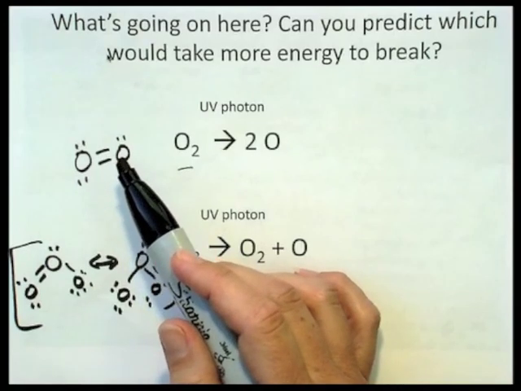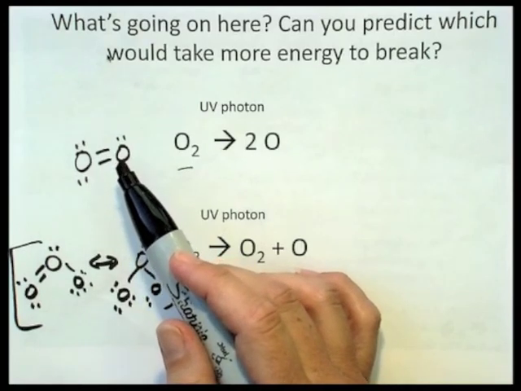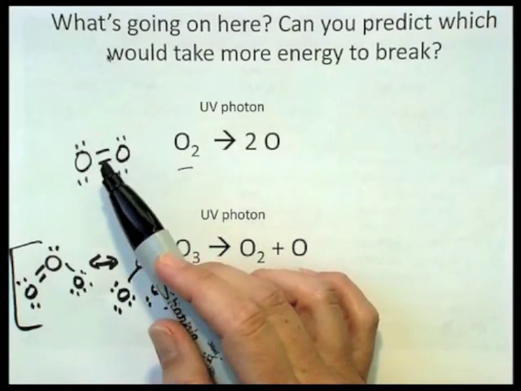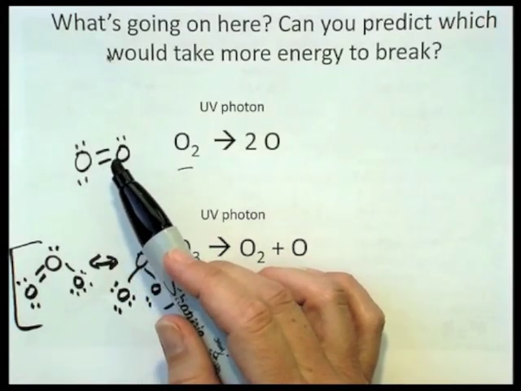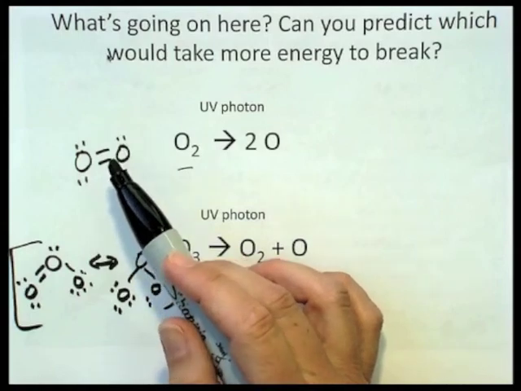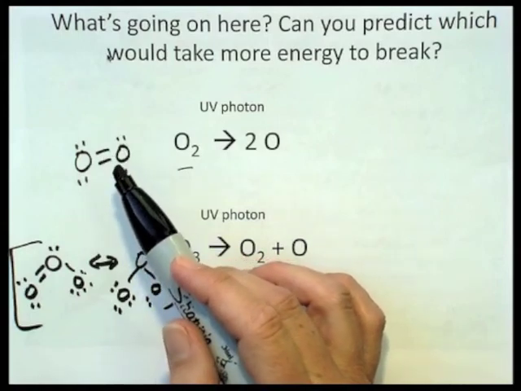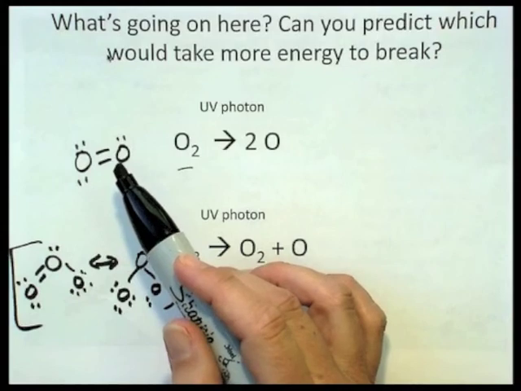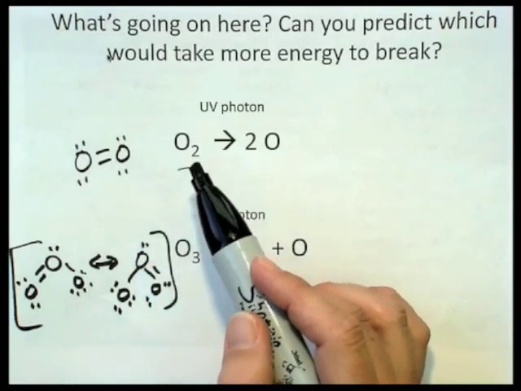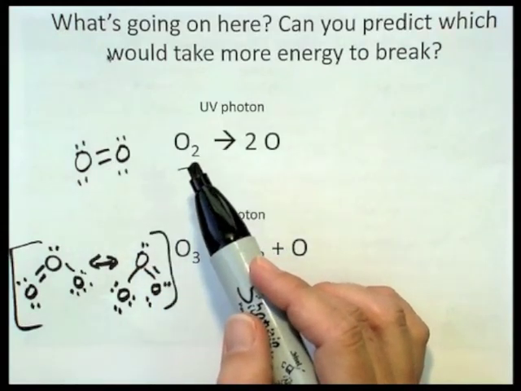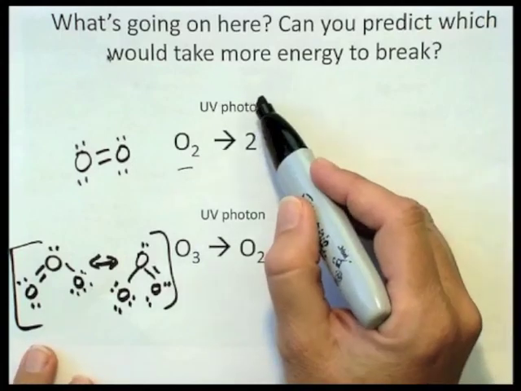Just imagine if you were holding onto some object very tight, it's going to take more energy to rip that object out of your hands. So too, if these two atoms are being held together by a tighter bond, it's going to take more energy to disrupt those bonds, that double bond, we call it, to break apart those two oxygen atoms. So I'm going to predict that this is going to be a higher energy photon.